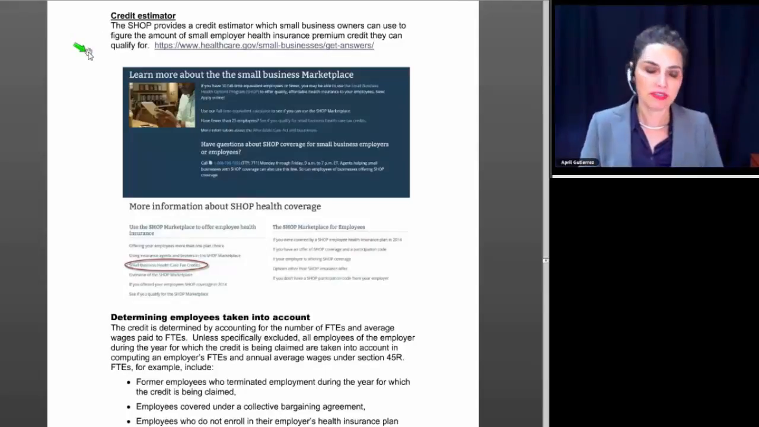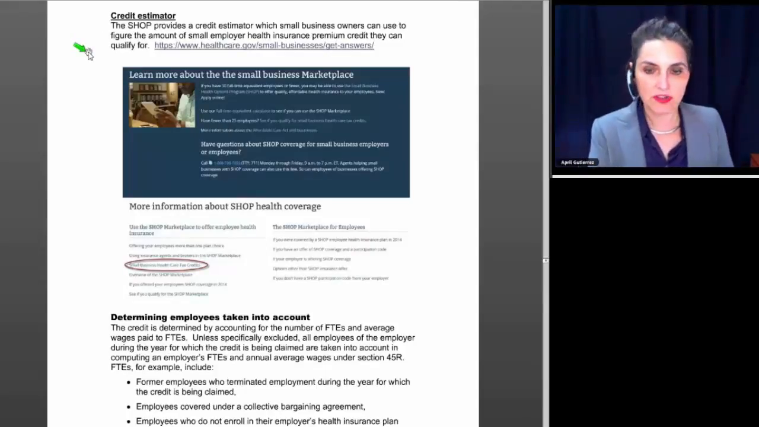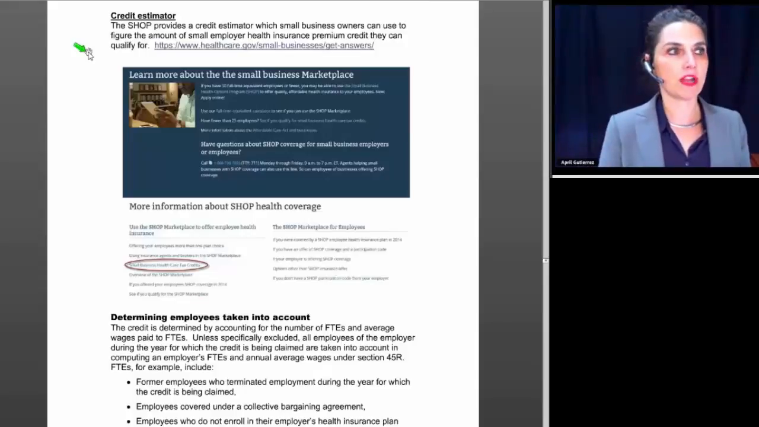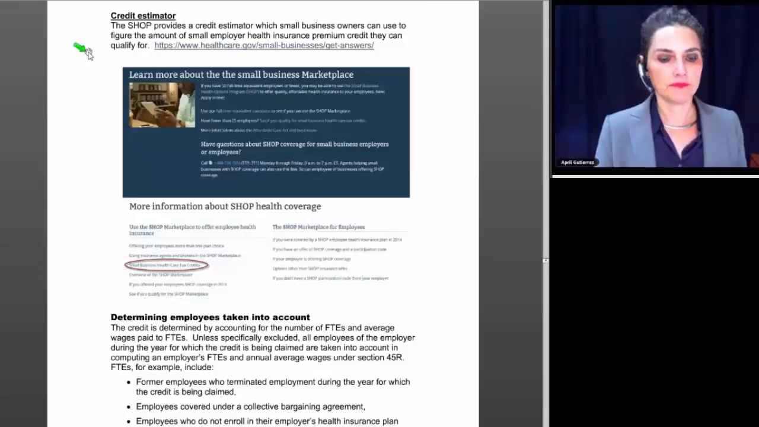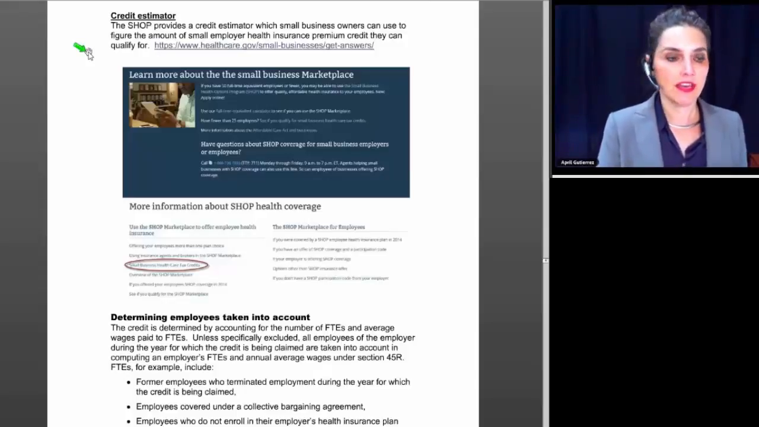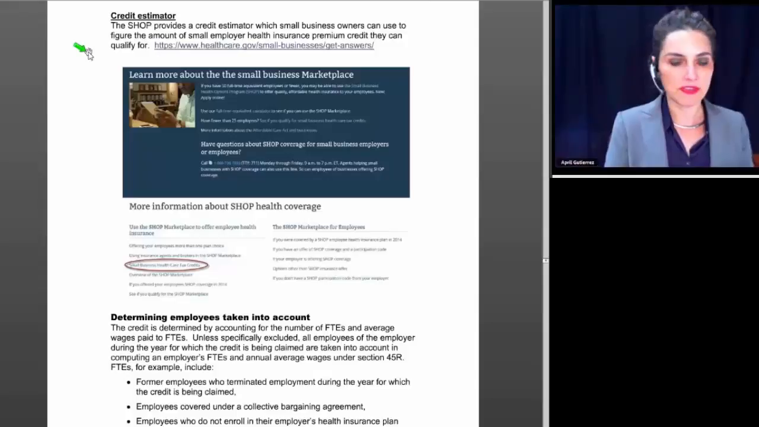Yesterday, I just randomly decided to look for health insurance on the shop marketplace. I picked coverage for 5 employees with a particular plan option. It came up with a cost of health insurance coverage of roughly $2,400 per month for those 5 employees. I picked a really kind of expensive plan.